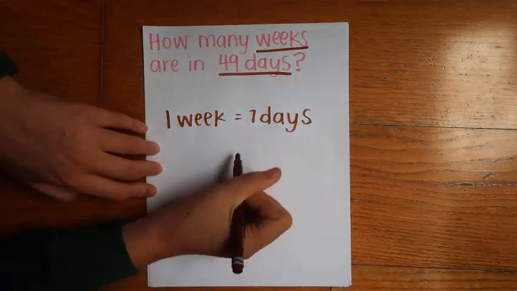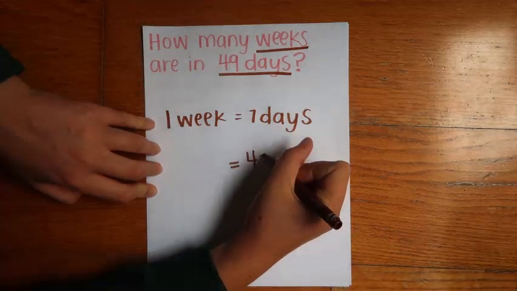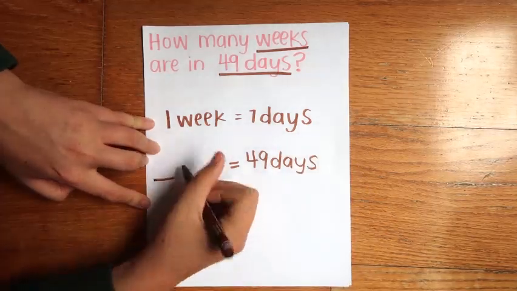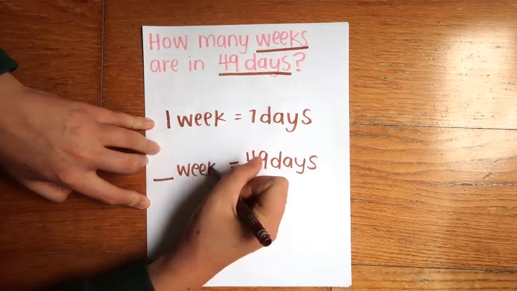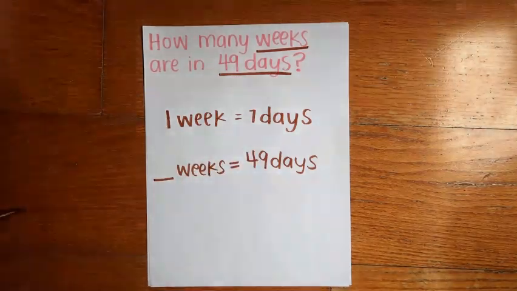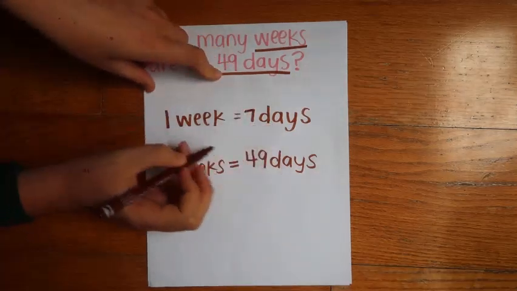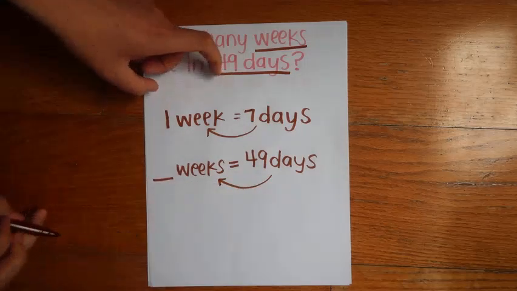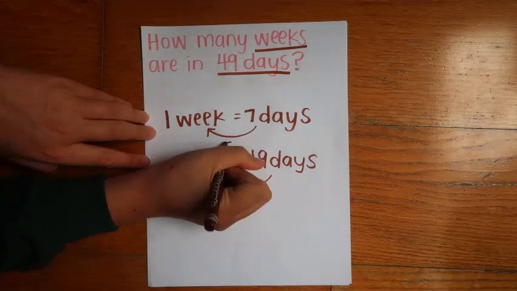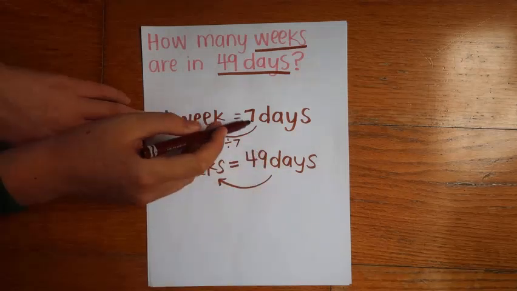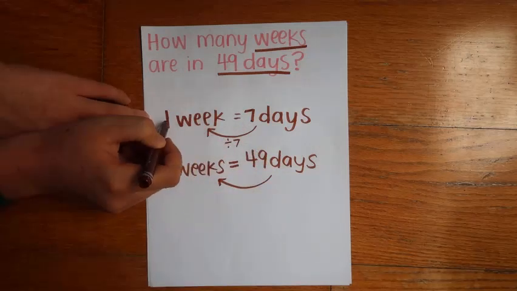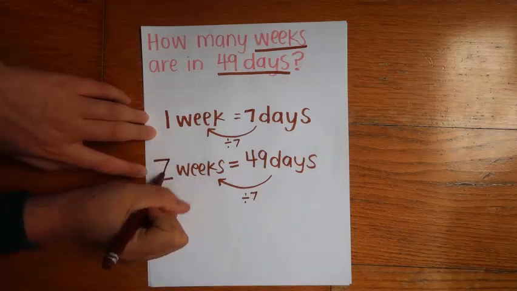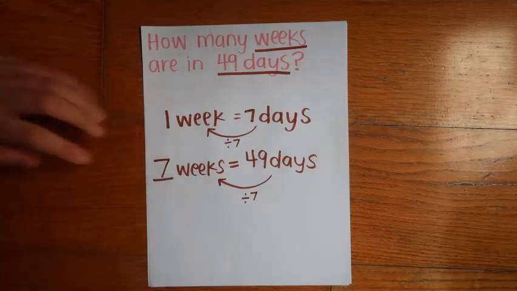And now I'm trying to figure out, this time I know the days, it's 49 days, and I don't know how many weeks that is. So that's blank weeks. So this time we are going from days to weeks. So the arrow is going to come this way, because that's where we're trying to go. And to get from 7 to 1, I divide by 7. 7 divided by 7 is 1 week. 49 divided by 7 is 7. So that's 7 weeks.